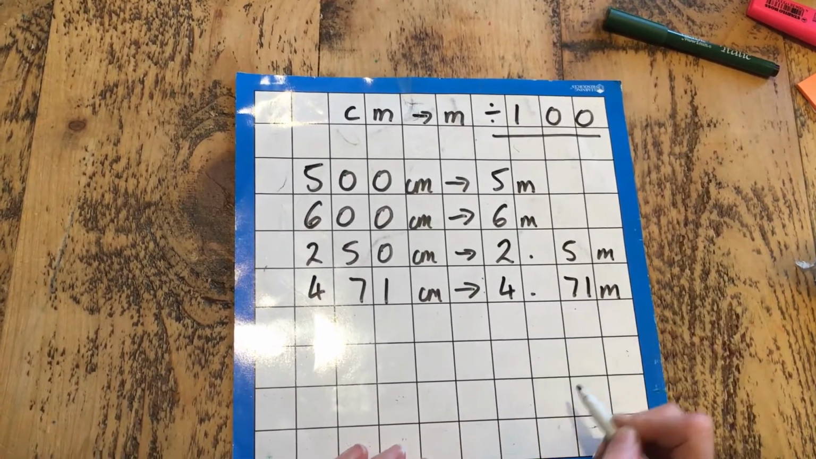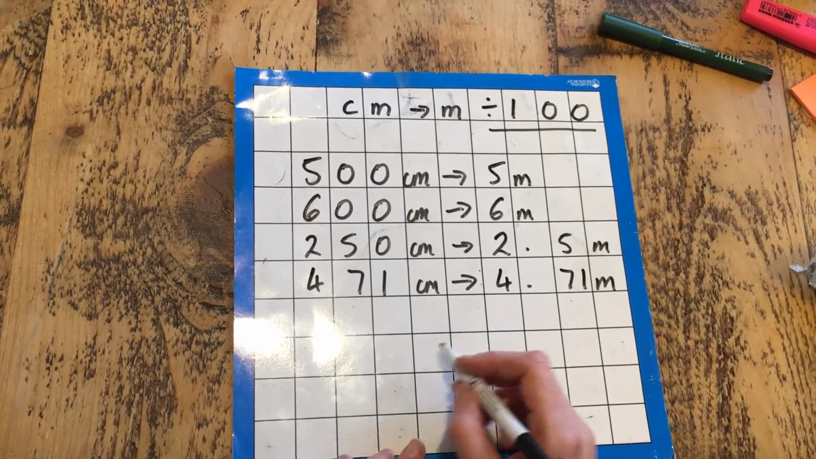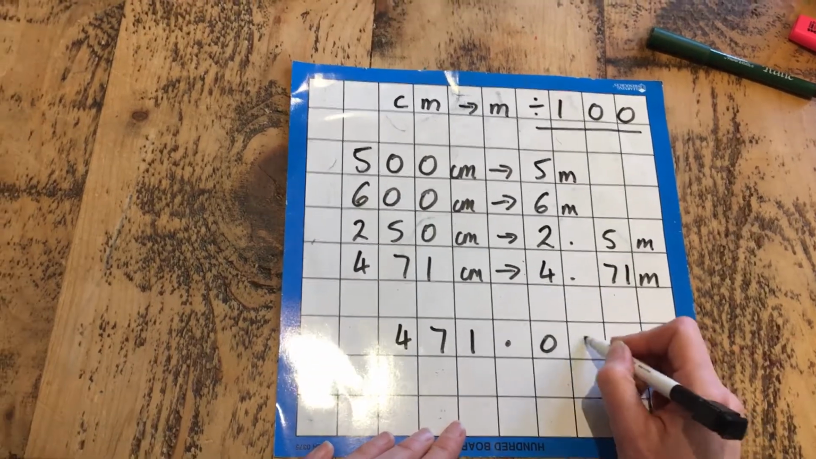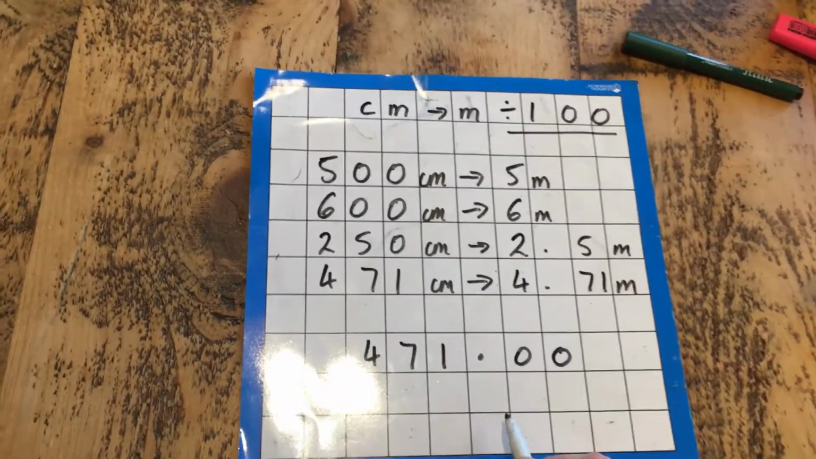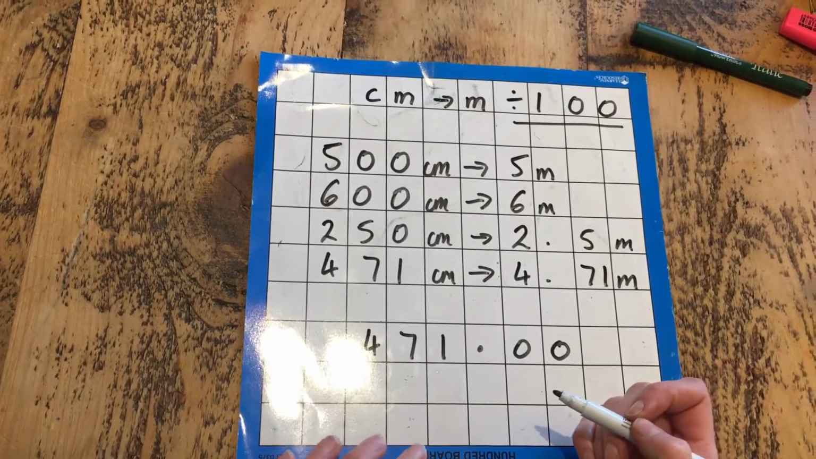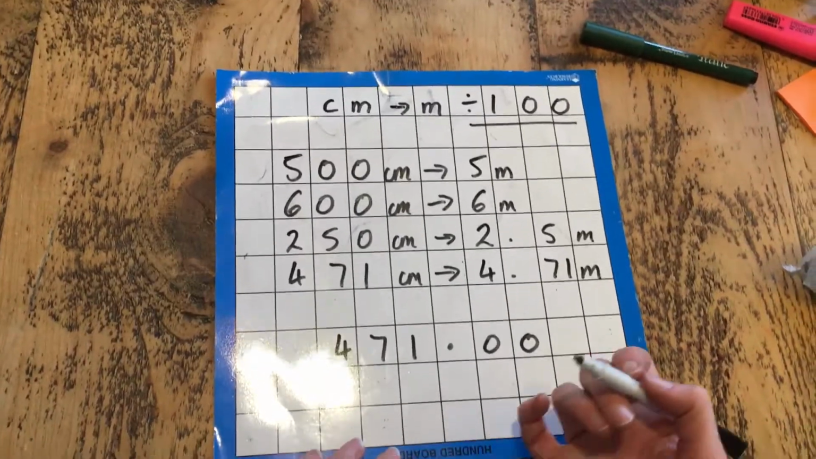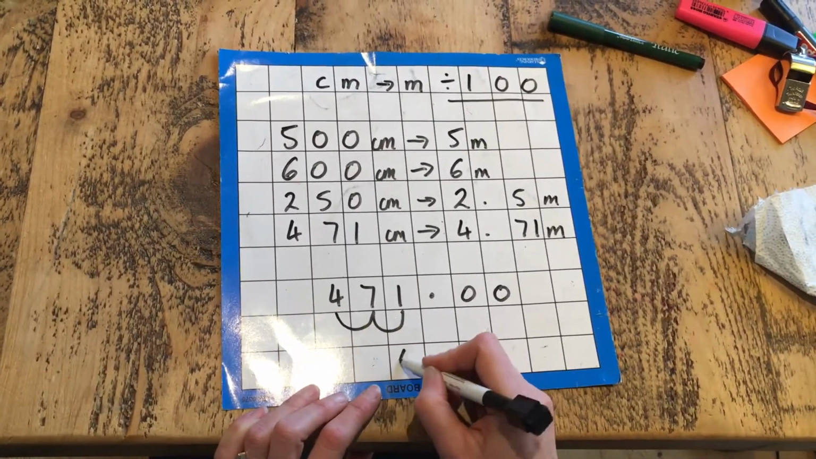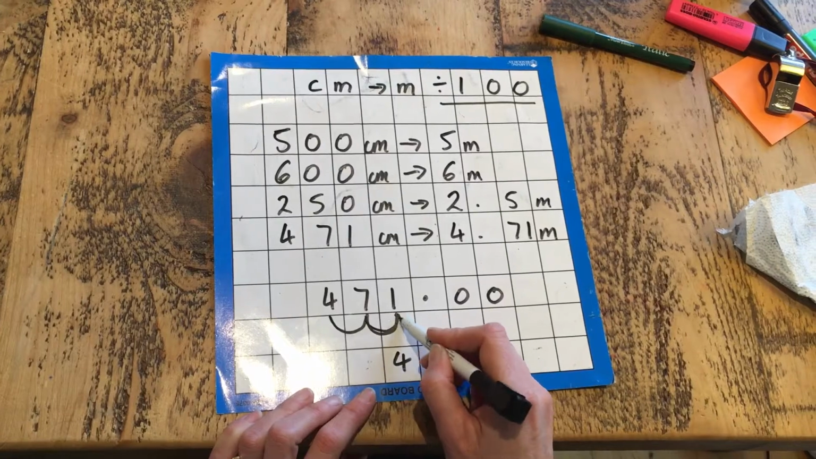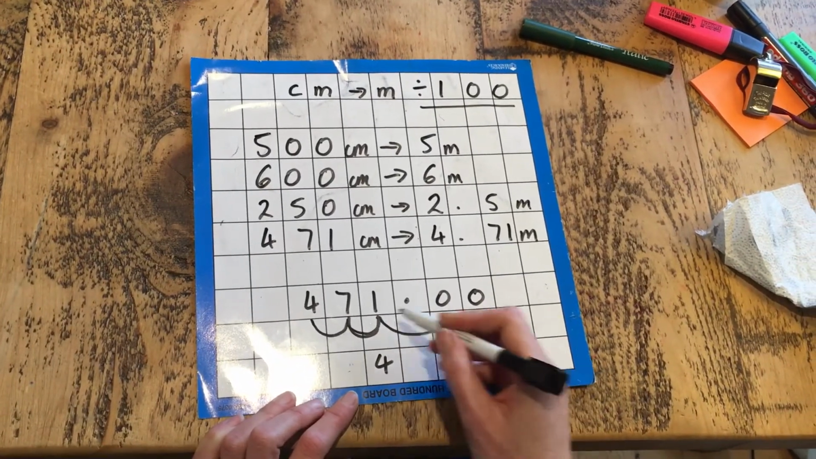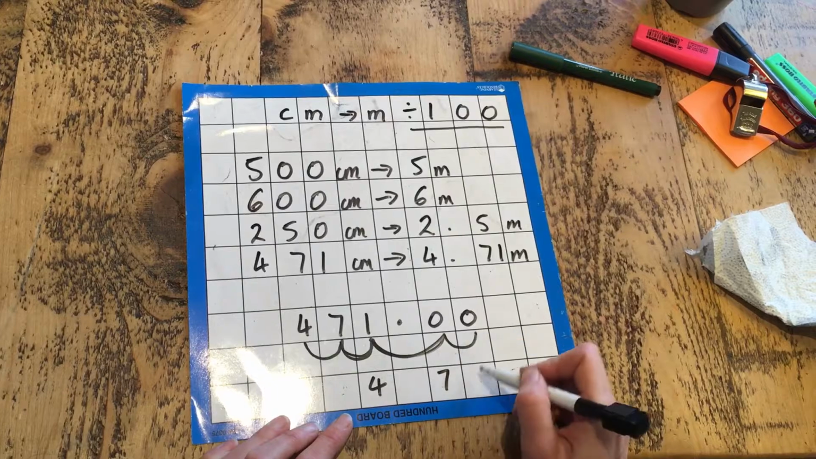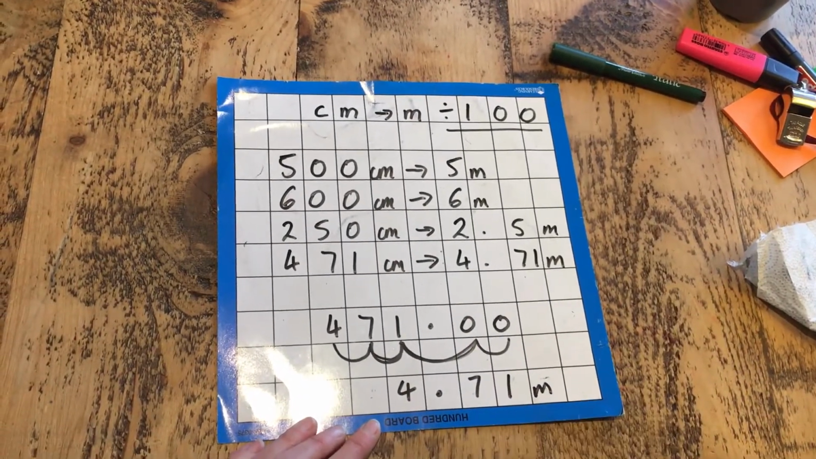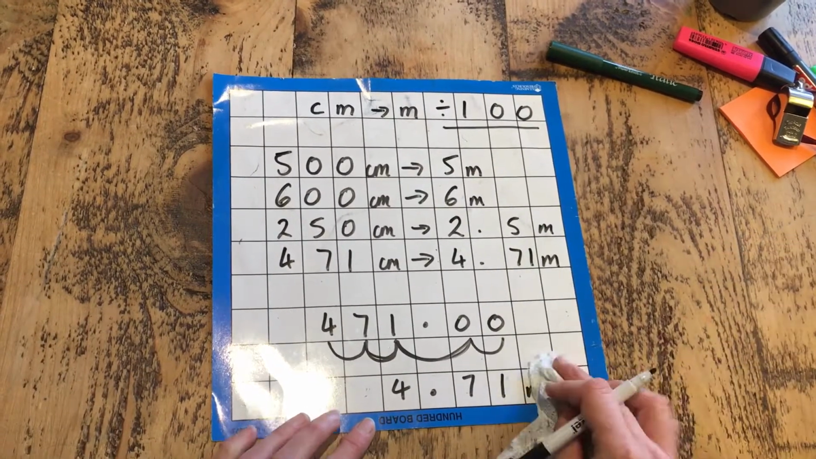4.71 metres. If you're not confident dividing by 100, remember that you can always write it out. Give yourself a few zeros after the decimal point for some placeholders. And remember, when you're dividing by 100, every digit gets 2 place values smaller. So we're going to say 10 times smaller, 100 times smaller, 10 times smaller, 100 times smaller. Don't forget your decimal point that never moves. And there's your answer.